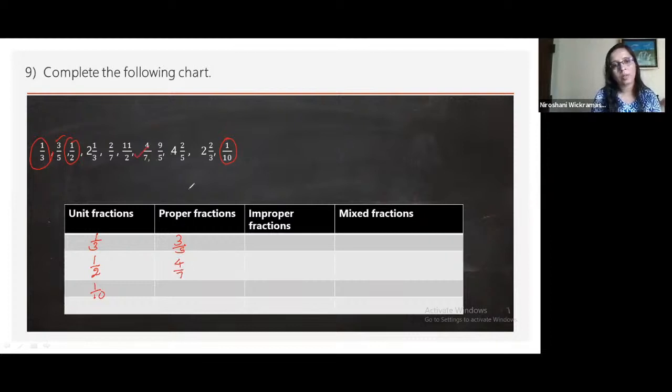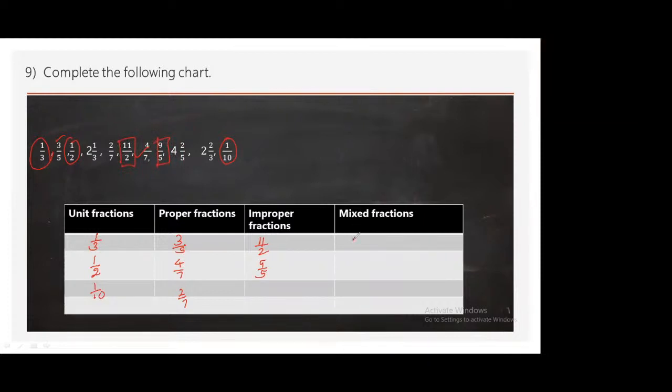4/7. 2/7. Proper fractions. Even unit fractions also belong to this category, but I am not going to include them here. Improper fractions. Improper means the numerator is greater than the denominator. 11/2. 9/5. Mixed fractions. 2 and 1/3. 4 and 2/5, 2 and 2/3. These are the examples for mixed fractions.